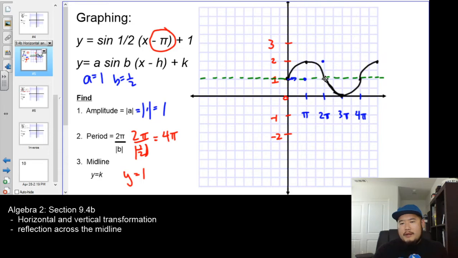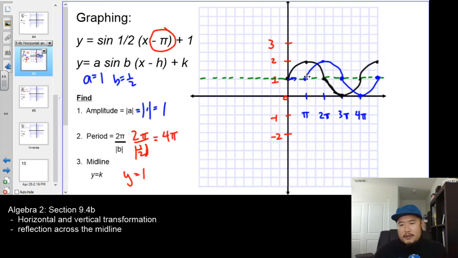We have this point right here at 2 pi, comma 1. We'll move that over to the right pi units, and now we're at 3 pi. And then right here, the point that was at 3 pi will now move over and shift to 4 pi. So let's go ahead and take the one that's at 4 pi, it'll move over here. So I'll go ahead and draw this out. And now you can see that all these points got shifted over by pi units.